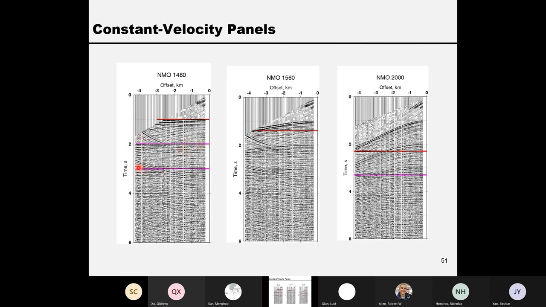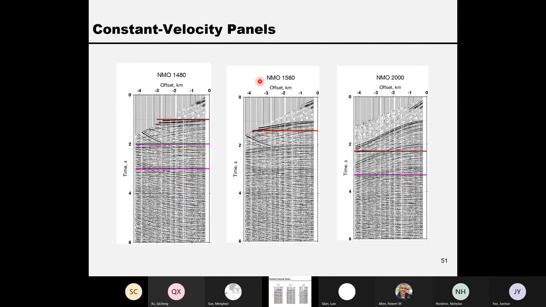Why is that? Because this reflection has the same velocity as this one. What are these reflections? These are the water layer reflections, which are the multiples. Your wave is bouncing within the water layer, and velocity is constant within the water layer.